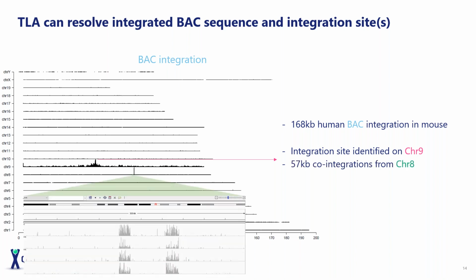And of course, you could have done this using FISH as well. But what is interesting to see here is the peak you see on chromosome 8. This shows there is a 57 kb co-integration from chromosome 8 on chromosome 9. This would not have been detected without using TLA.